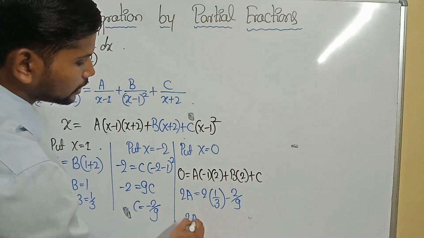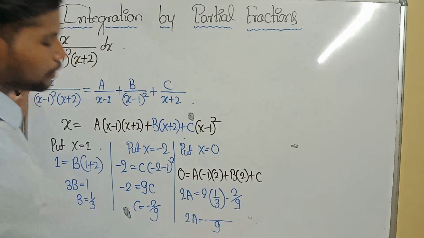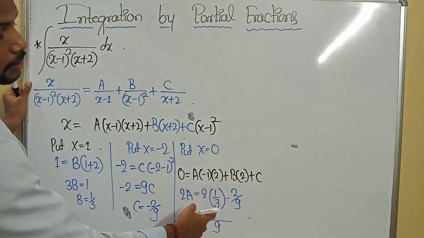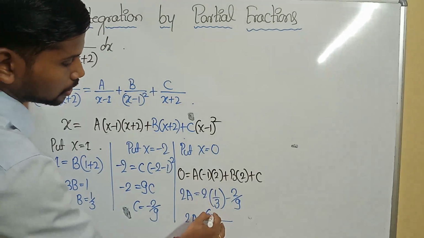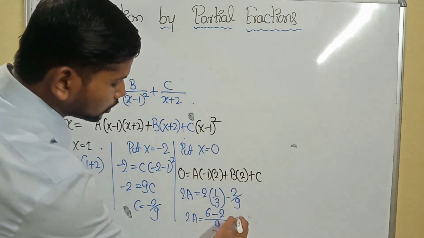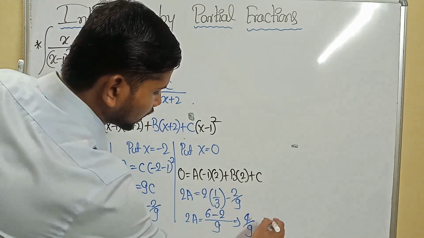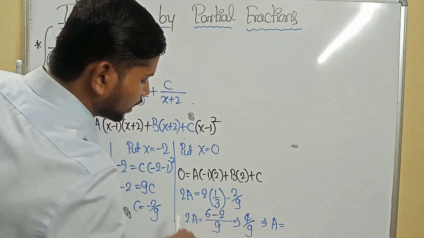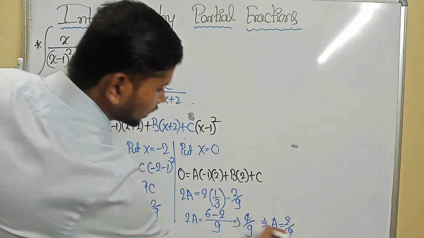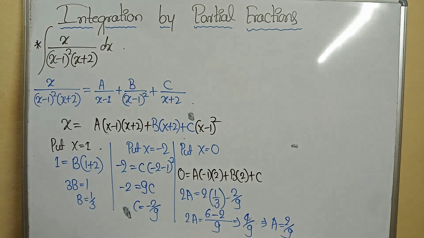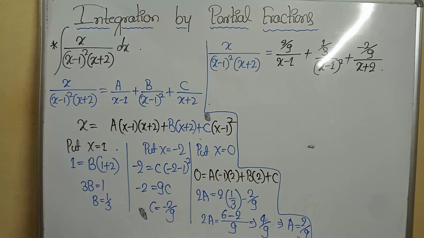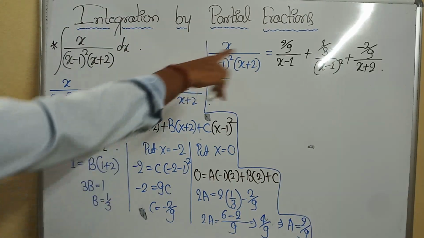Okay. 2a is equal to, what's the LCM? LCM will be 9. 3 threes are 3, 2 threes are again 6, minus 2. 2a means its value will be 6 minus 2, which is 4 divided by 9. Means we can write the a value as 4 by 2, which will be 2 by 9. Got the point clearly? Okay. I substituted the values of a, b, c.